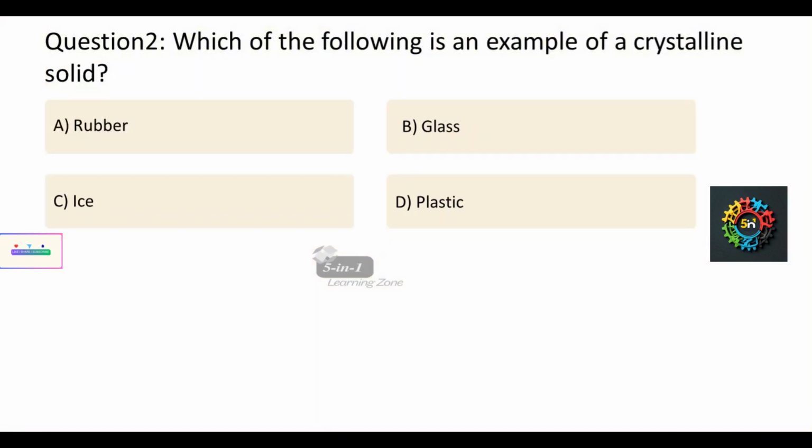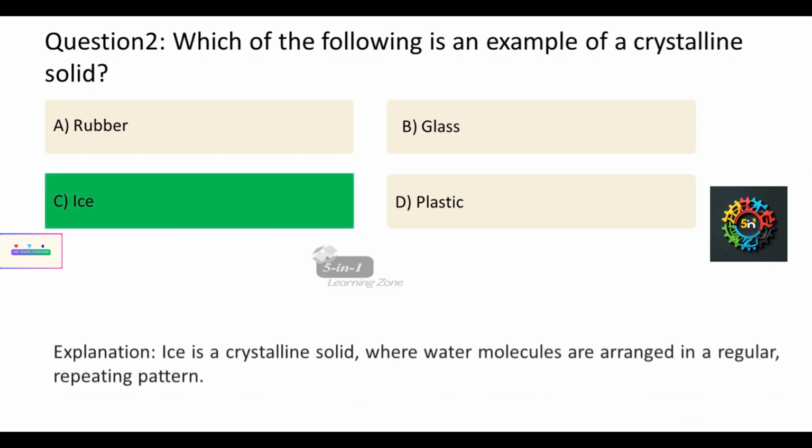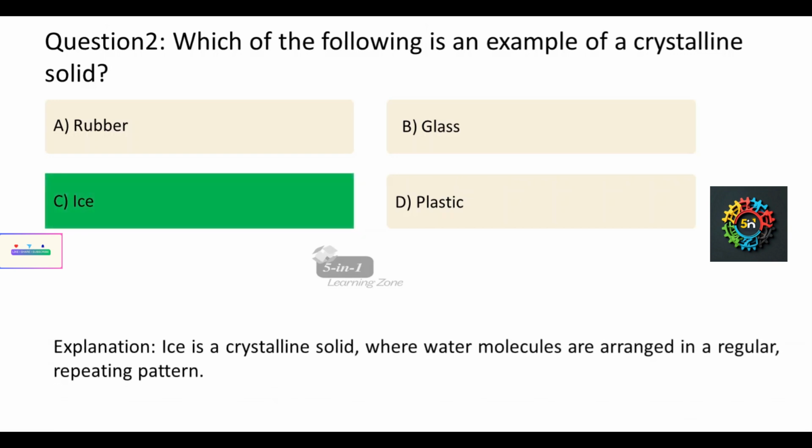Question 2. Which of the following is an example of a crystalline solid? Correct answer: C. Ice. Explanation: Ice is a crystalline solid, where water molecules are arranged in a regular, repeating pattern.